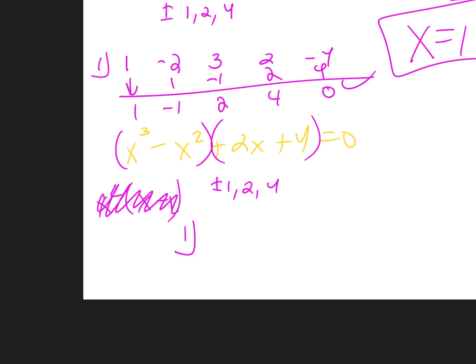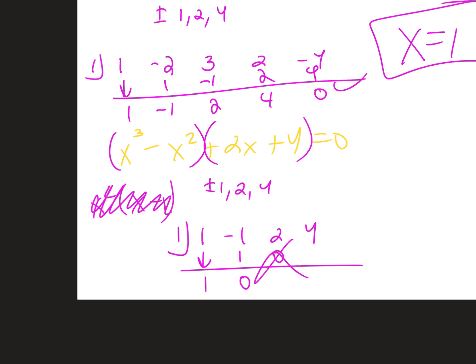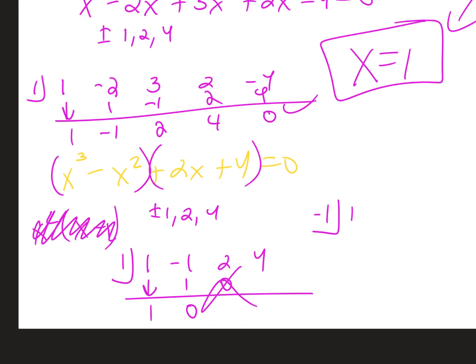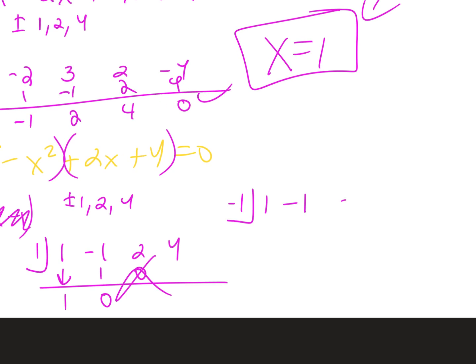It's all right. Start with 1 again. So 1, negative 1, 2, and 4. It's a little shorter. Bring down your 1. 1 times 1 is 1. Negative 1 and 1 is 0. 0 times 1 is 0. Is this going to give me a remainder of 0? Nope. So let's just move on. Let's go to negative 1. Again, I have 1, negative 1, 2, and 4.